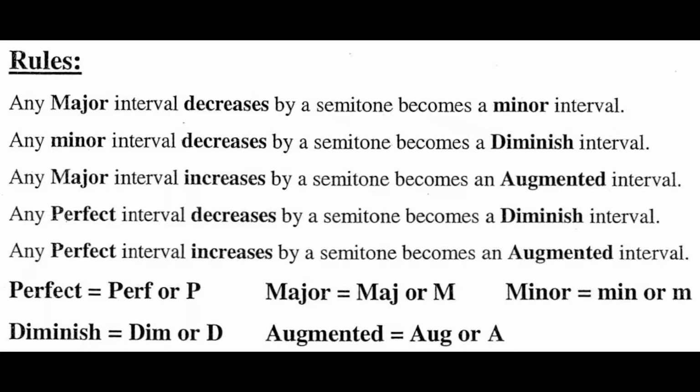Now, next thing, if you look at the screen, you will see there are a few rules that you need to follow. The rule is saying any major interval decreased by a semitone becomes a minor interval. Any minor interval decreased by a semitone becomes a diminished interval. Any major interval decreased by a semitone becomes an augmented interval. Any perfect interval decreased by a semitone becomes a diminished interval. And any perfect interval increased by a semitone becomes an augmented interval.